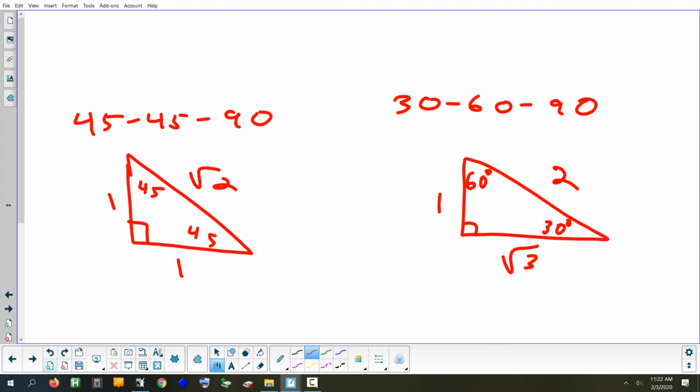Could you prove those numbers? Absolutely. You use the Pythagorean theorem and a little trick. But yes, you could figure out where these numbers come from, and I think we did when we went through it the first time. But if you know those two triangles, that'll help you with the second part.